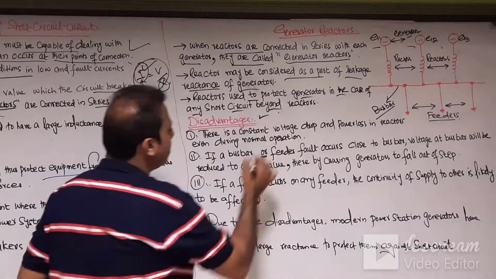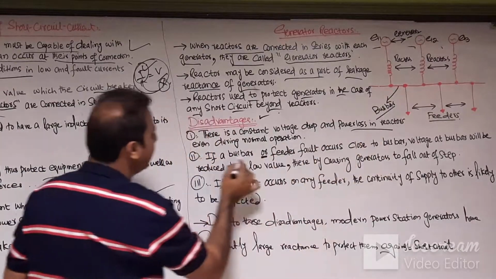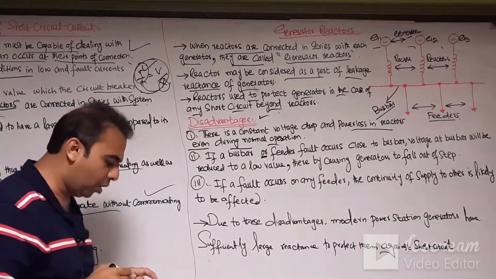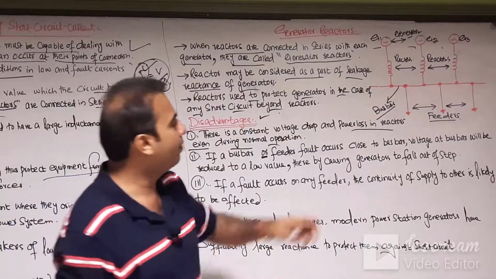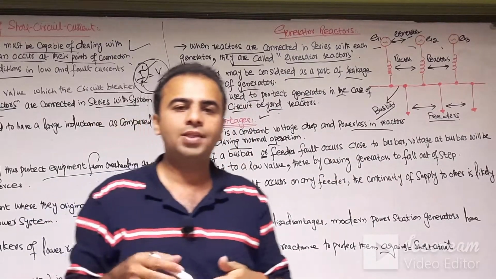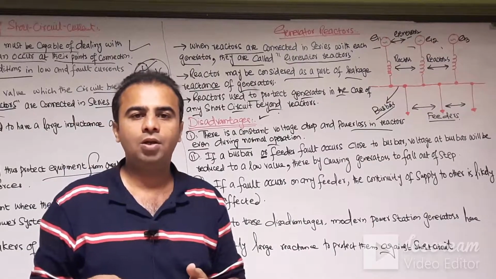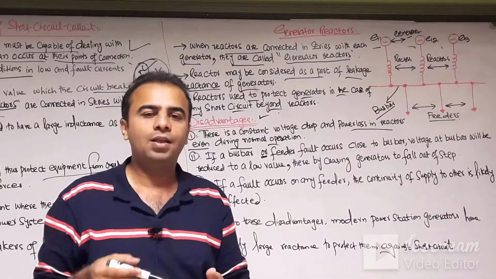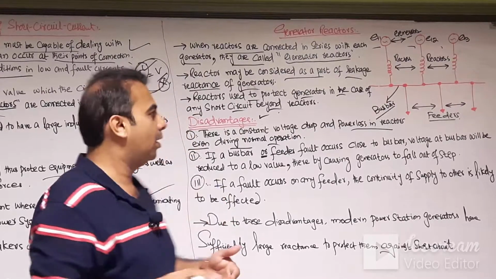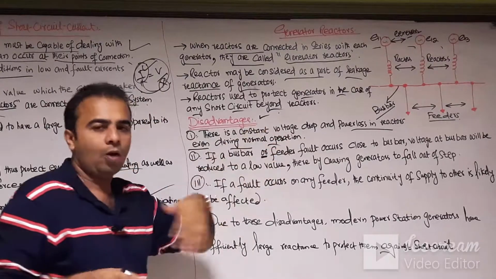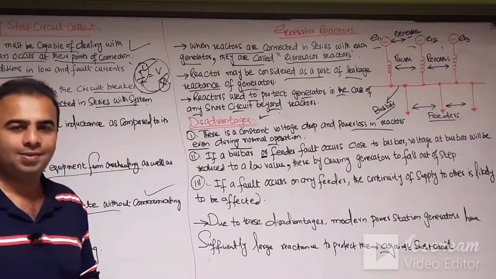So what are the disadvantages of this system? There is a constant voltage drop and power loss in the reactors even during normal operating conditions. Obviously, due to the presence of the reactance with the machine, there is continuous power loss and voltage drop under normal operating conditions, because these reactors provide additional reactance, and that reactance can be considered part of the leakage drops and the power loss in the system.